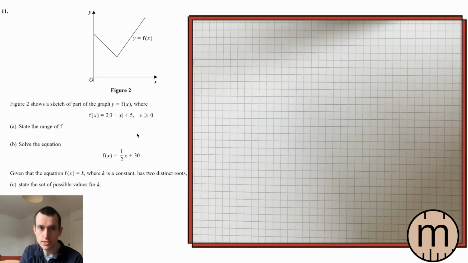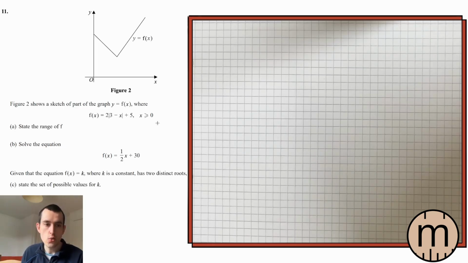This is a modulus question, as you can see from the diagram. It says figure 2 shows a sketch of part of the graph y equals f of x. It tells us f of x here: two lots of the modulus of 3 minus x, plus 5. It also tells us the domain, x is bigger than or equal to 0.